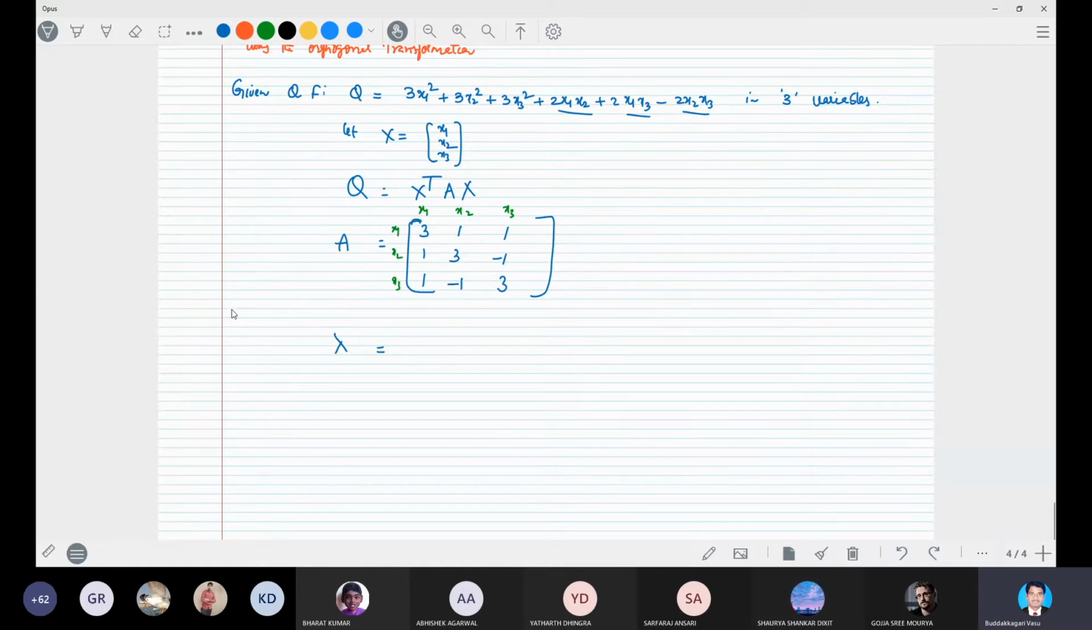Step 1, finding eigenvalues. The quadratic form is okay. Now step 2, eigenvalues: 1, 4, 4. The characteristic equation is determinant of A minus lambda I is equal to 0. That implies, I hope you can find this, (lambda minus 1)(lambda minus 4) whole square is equal to 0.